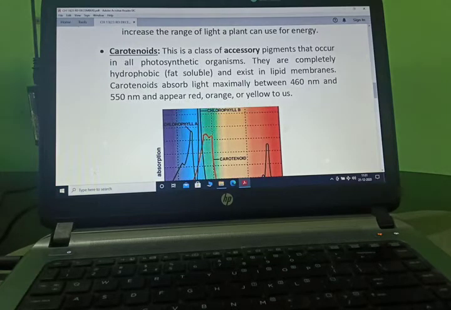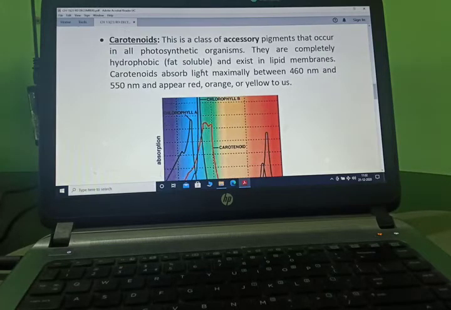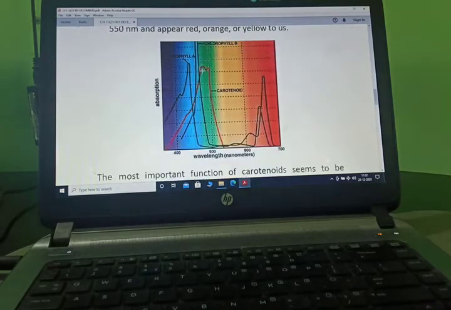Next, carotenoids. It is a class of accessory pigments that occur in photosynthetic organisms. They are completely hydrophobic, that is fat soluble, and exist in the lipid membrane. Carotenoids absorb light maximally between 460 nanometer and 550 nanometer and appear red, orange or yellow to us.